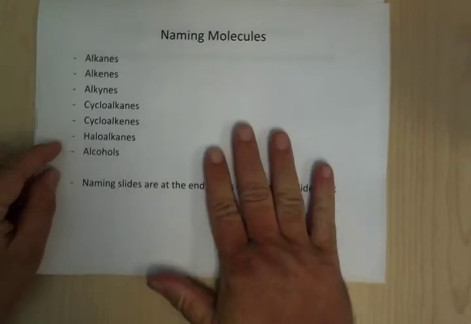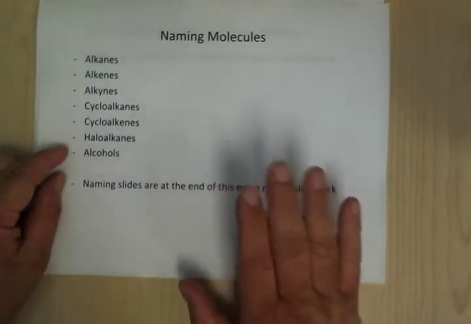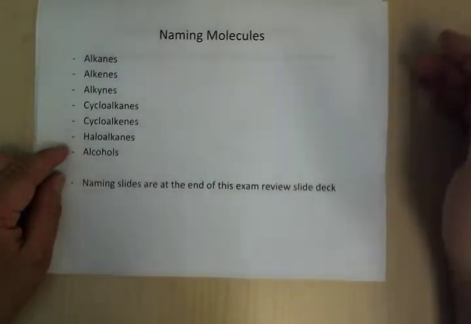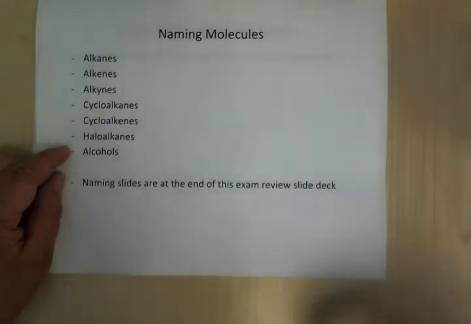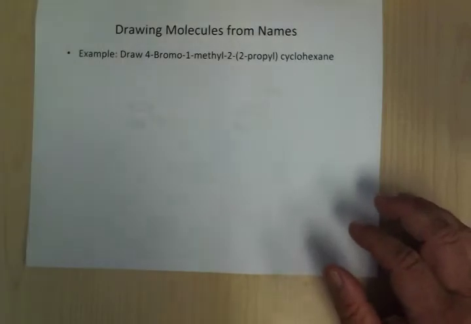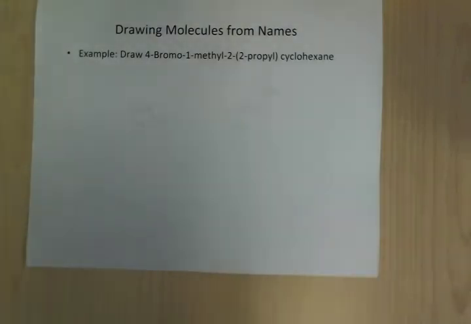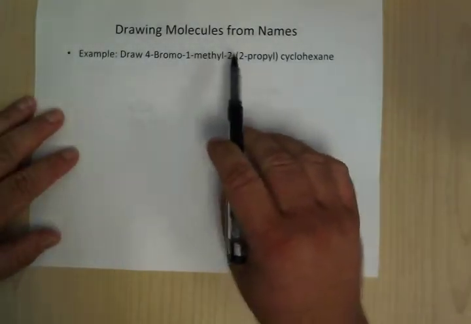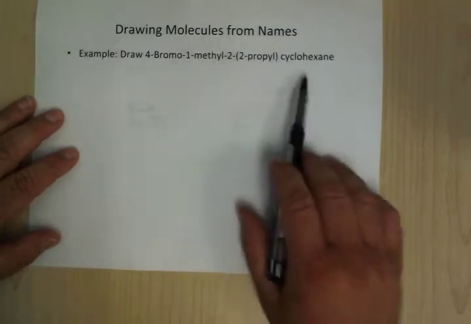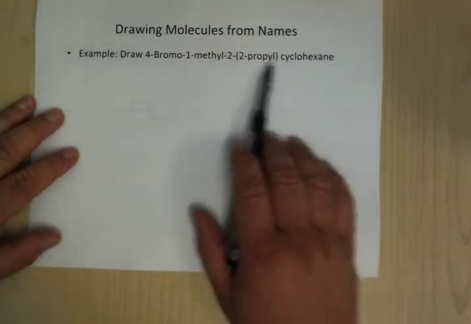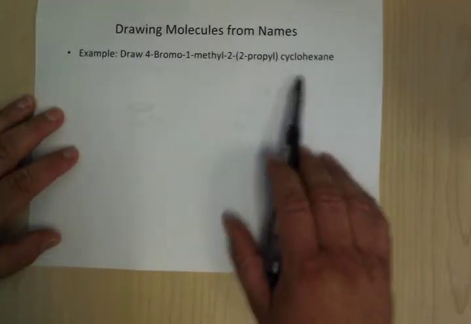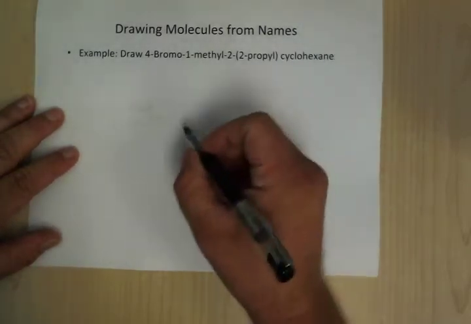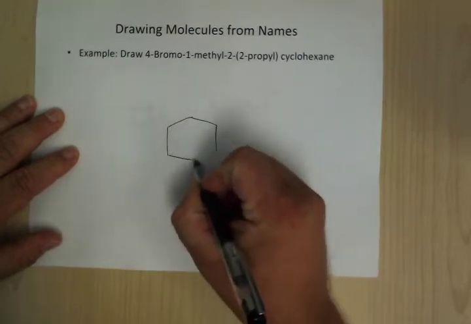There's not very much practice on the Top Hat homework, but on the Blackboard homework there are a lot of examples. I would very much encourage you to work through those. I am going to do a couple where you have to draw the molecule from the name. When we do that, the easiest thing is to start at the main chain and work your way backwards. So your main chain is going to be cyclohexane. Just draw this.